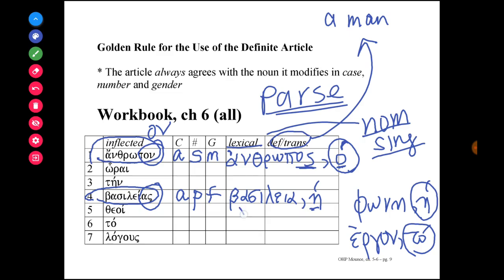And what is its translation? Well, I'm going to translate the inflected form. I'm not going to translate the lexical form. This is plural. So I have to translate this as kingdoms, plural. If I translate this as kingdom singular, it's wrong because the form I'm asked to translate is a plural form. So you go ahead and work through the parsing exercises.